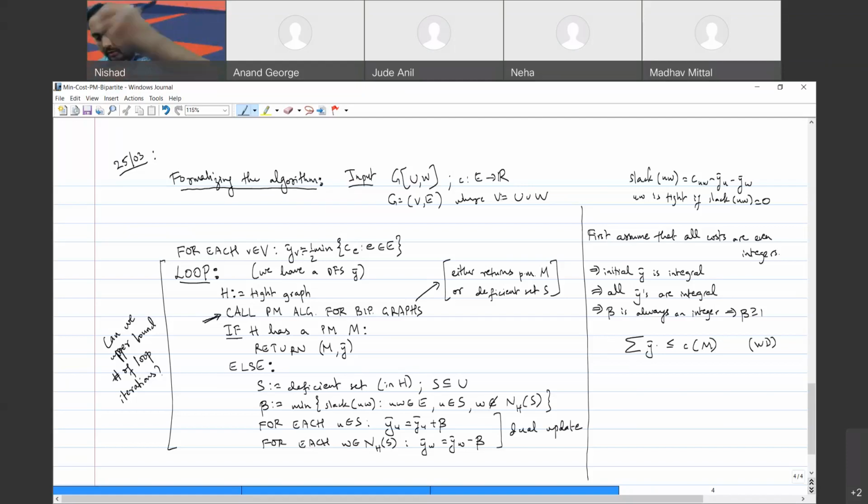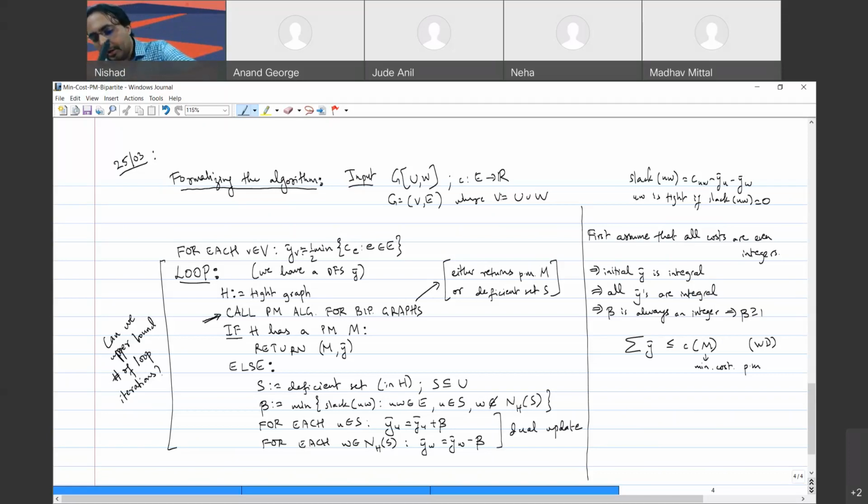So this is for all the y bars. All right. And so let's assume that n is a minimum cost perfect matching. Remember, we are assuming that the graph has a perfect matching because we can just run the perfect matching algorithm in the beginning. And if it doesn't have a perfect matching, then we don't even need to worry about this algorithm, right? So we are assuming that the graph has a perfect matching.